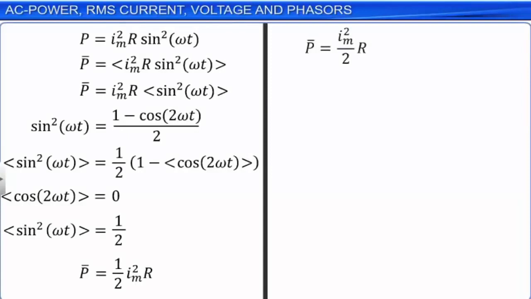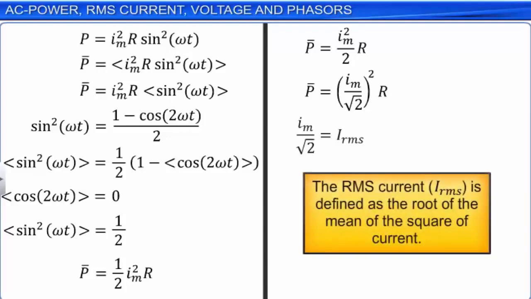If we define a new value of current to be associated with AC, that is, Im by root 2, we can get the expression of power dissipated from a resistor in AC current in the same way as in DC current. That is, I square R. This new value of the current is called root mean square. In short, RMS current, denoted by IRMS or effective current. RMS current is defined as the root of the mean of the square of current.